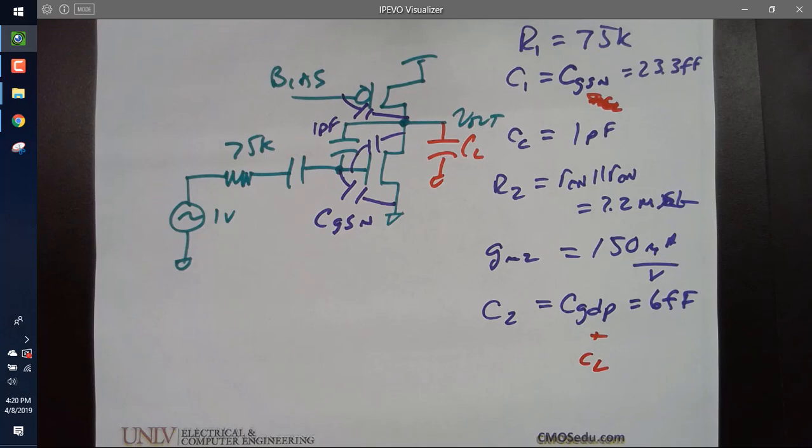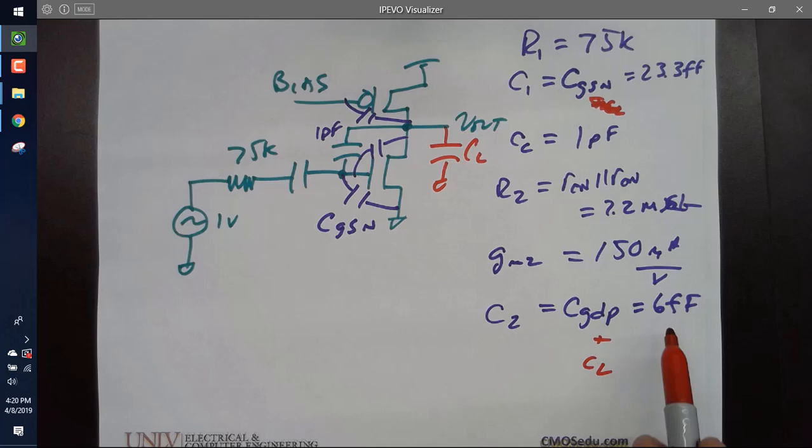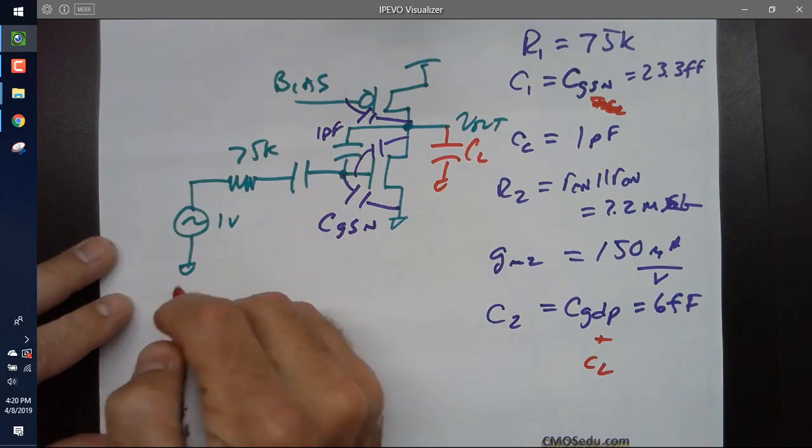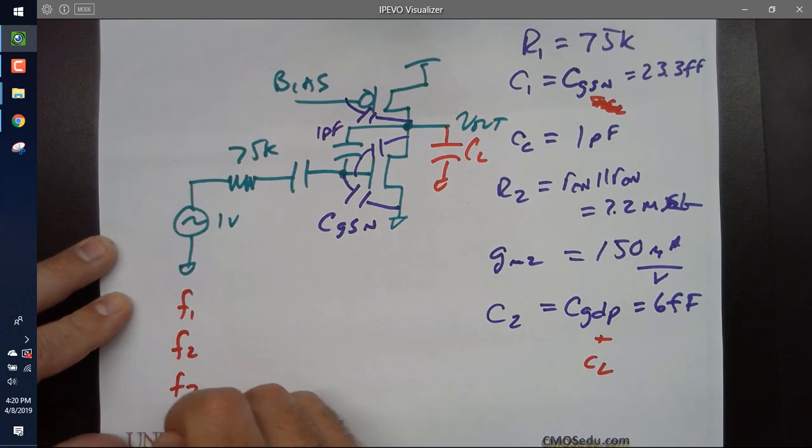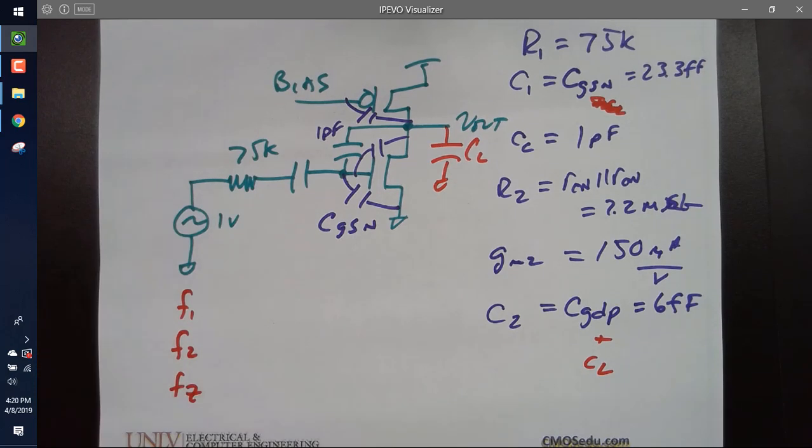Does everybody agree with that? And so if it was 1 picofarad, then C2 would be basically 1 picofarad. You could say it's 1.006, but for all intents and purposes, it's 1. Any questions about these? Did anybody do it this way? Okay, and then we have F1, FZ, and that's F2, FZ. All right, those are our poles and our 0.